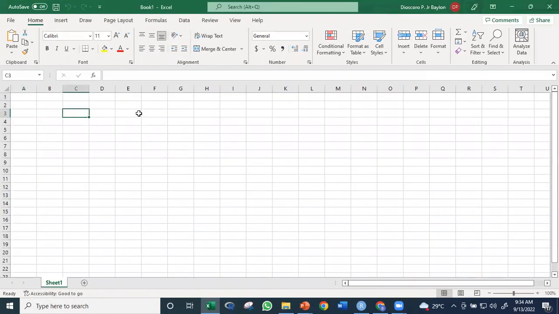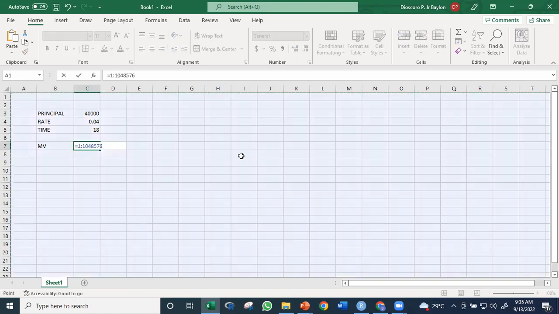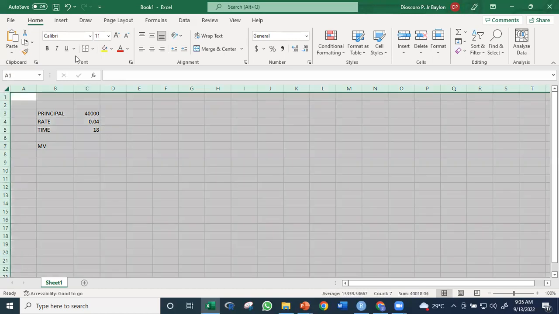So let's just validate. This is our principal, this is our rate, then our time. This is 40,000, our rate is 0.04, and then our time is 18. So our maturity value will then be equal to, let me increase this so you can see.